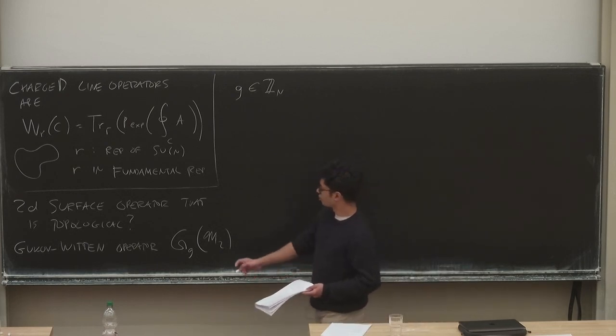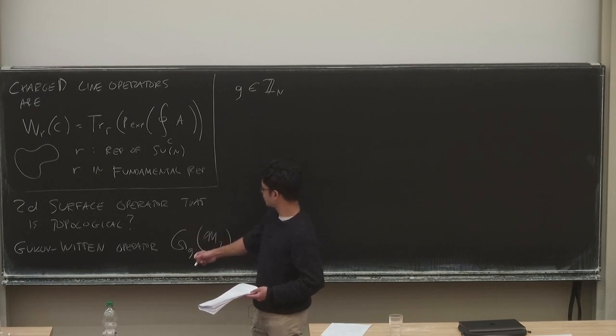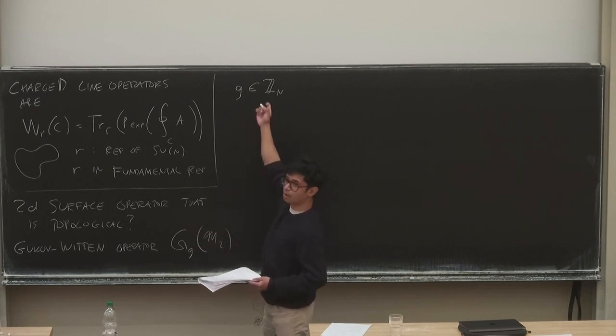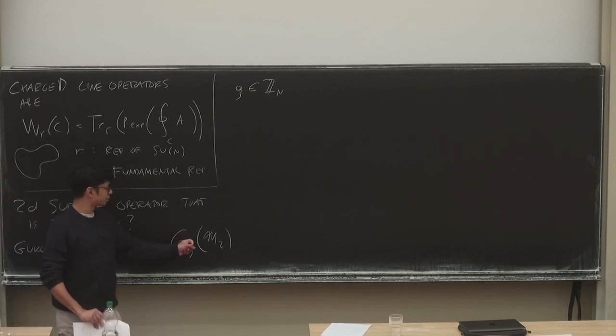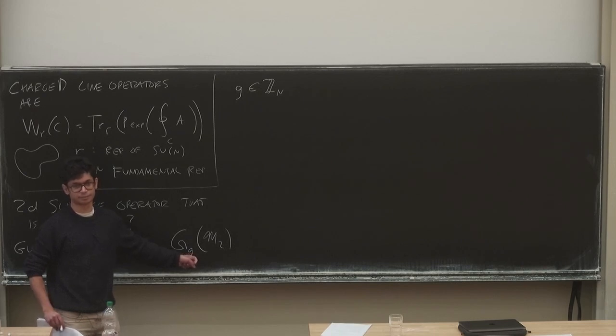Okay. So my Gukov-Witten surface operator is labeled by little g, where little g from now on will be an element of SU(N), so it's going to be one of these matrices. Okay? And of course, this makes sense. I mean, the symmetry, the things that generate the symmetry are labeled by these elements of the symmetry group, right?